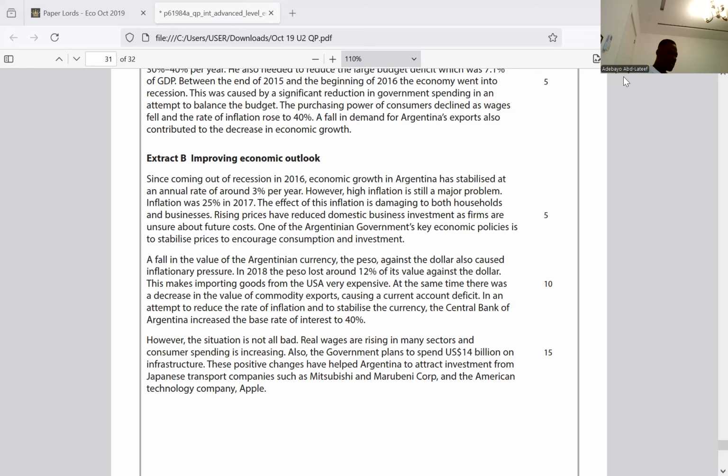So what are the policies you mentioned here? You just said consumption is total household expenditure. Consumption is total household expenditure in the economy, okay?